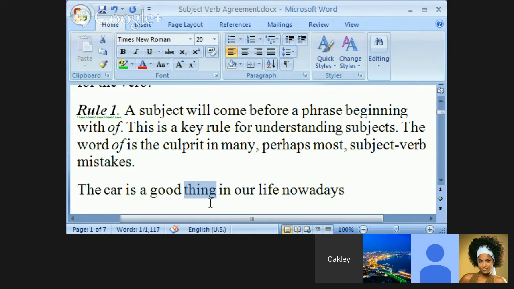We need to have a, if we're talking about one countable noun, then we need to have an article. We may say cars is a good things in our life nowadays. Cars, well, okay, are a good things. Maybe. Here we go. Well, now this is what I was about to say.